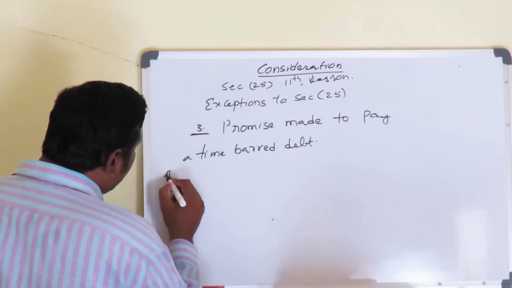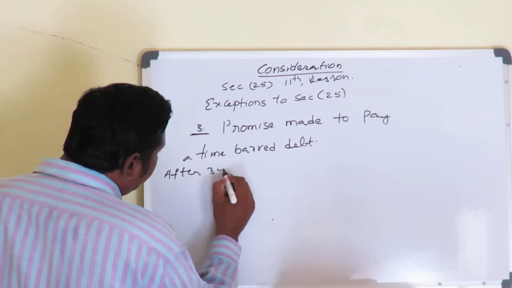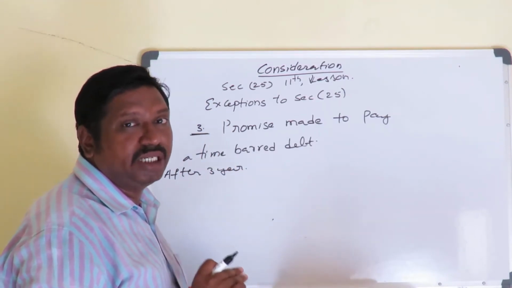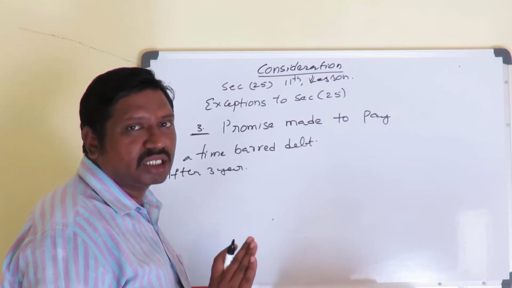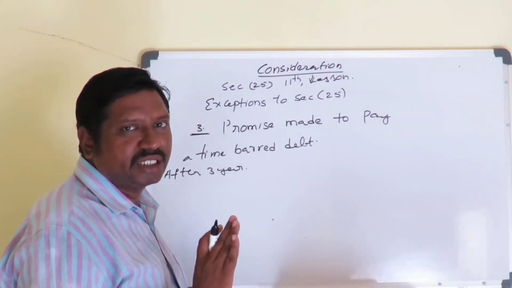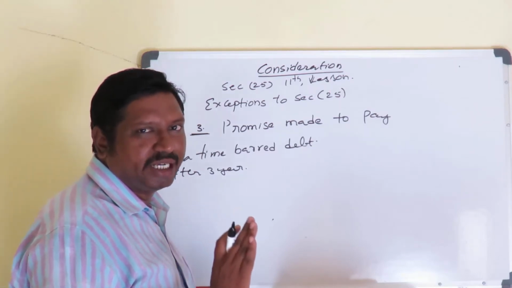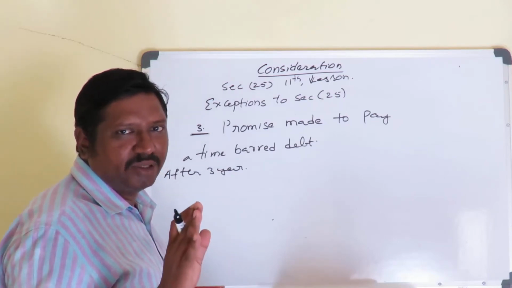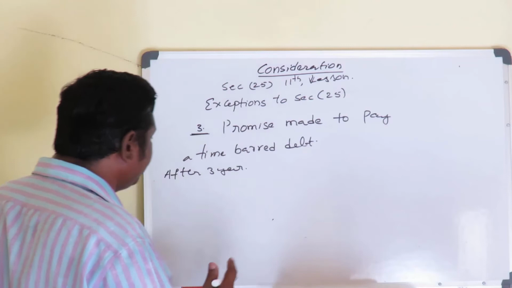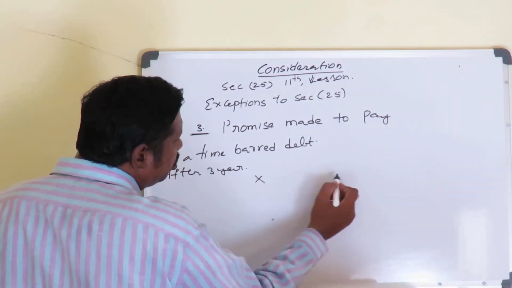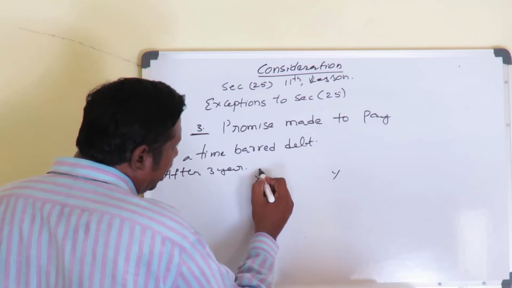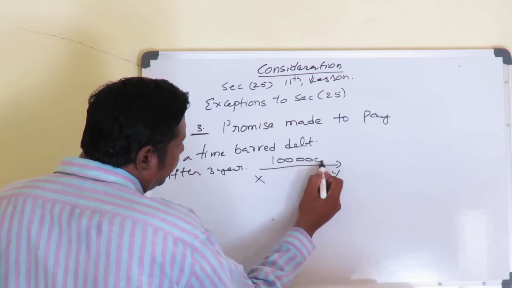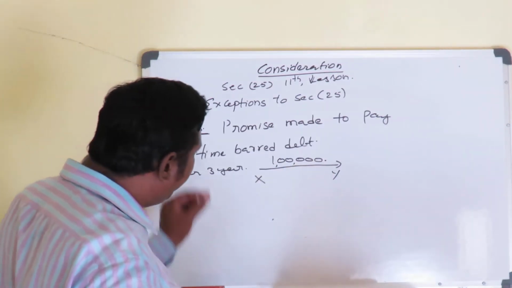This is the situation after 3 years. After 3 years, the law deems that there is no contractual relationship or contractual obligation binding Mr. X to repay the money. Hence, there is no contract at all between X and Y. X is a stranger to Y, and Y is a stranger to X. But now X promises to pay the borrowed money of 1 lakh.